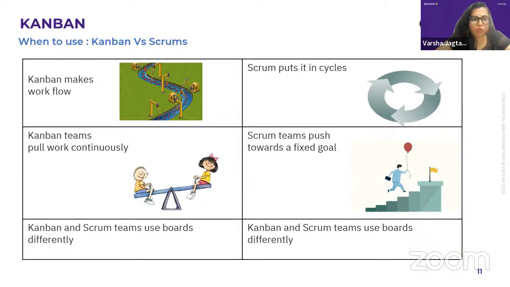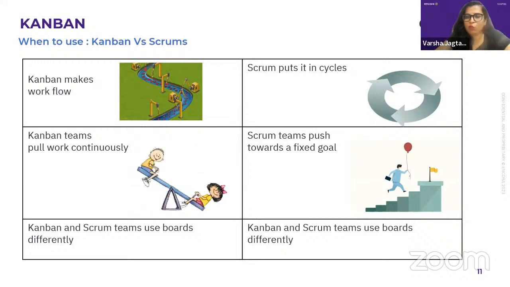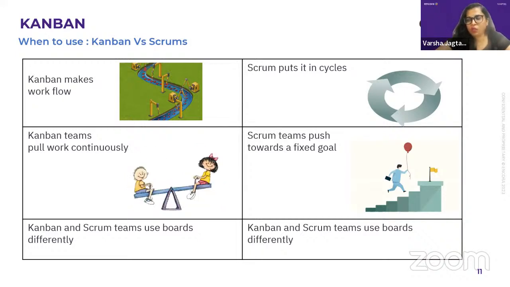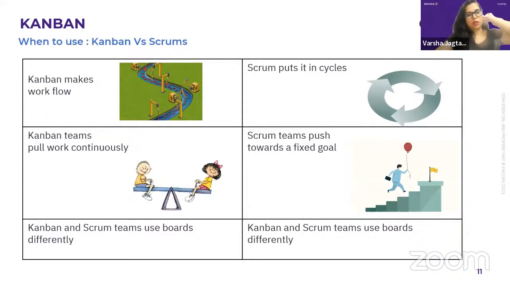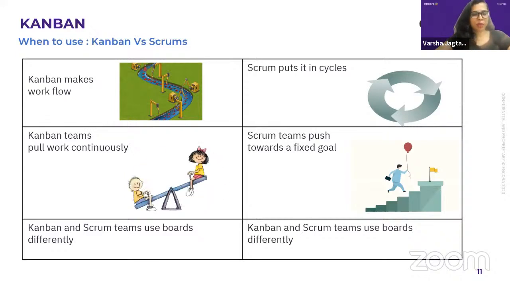So this is a workflow. Because the team pulls work continuously, it is like, okay, this is done, what's next? Next should already be ready. Okay, that it will deliver. A Scrum team pushes towards a fixed goal. As I already said, when a problem statement is given, our goal was delivering the payment gateway or payment-making statement. So Kanban and Scrum teams use the approach differently.